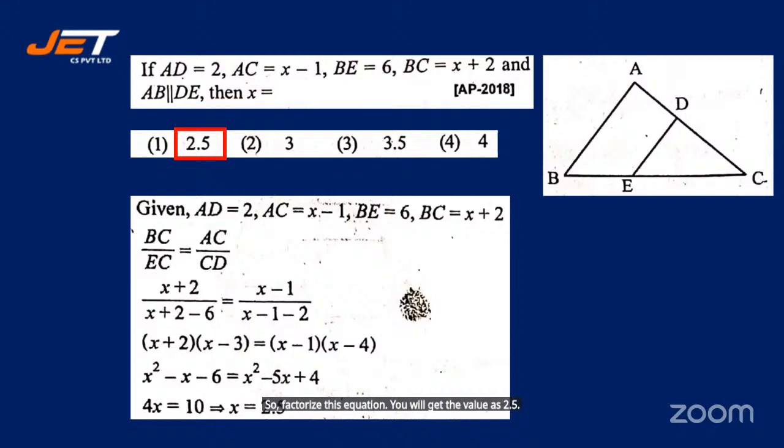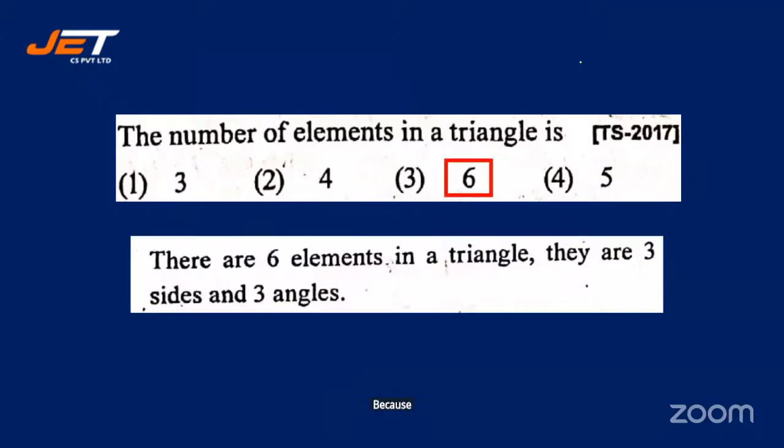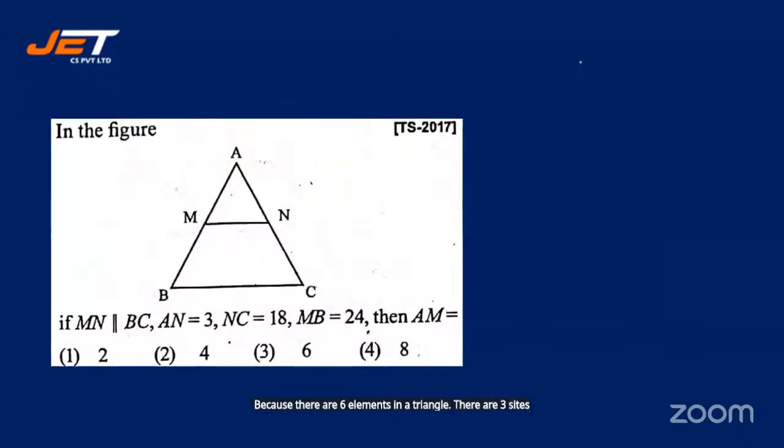All right? Yes. The number of elements in a triangle is dash. Is it 3, 4, 6, or 5? And it is 6, because there are 6 elements in a triangle. There are 3 sides and 3 angles. All right. See the next question.